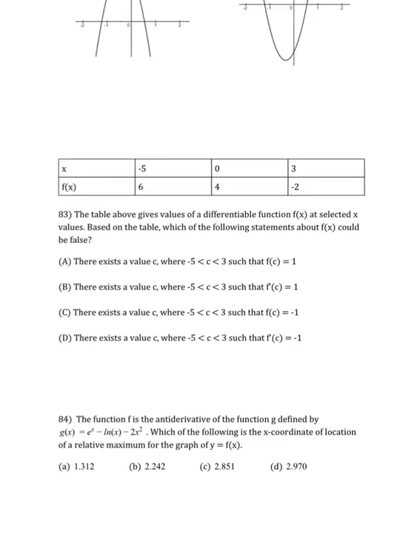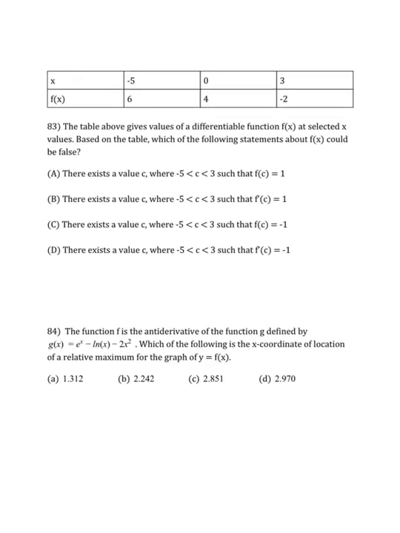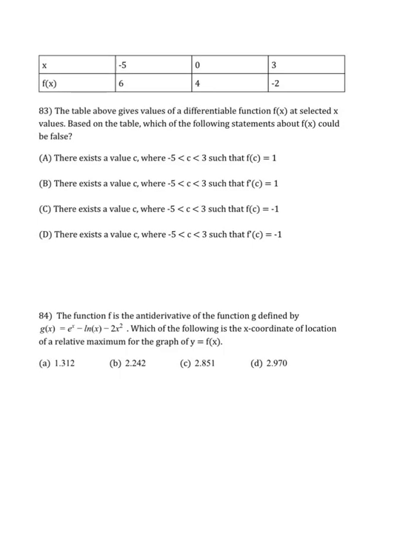Let's take a look at number 83. So you have the table given above. They say that it's a differentiable function, which means it's also continuous. So based on the table, which of the following statements about f of x could be false? They want to know if there exists a c on the interval such that f of c is 1. So in other words, does f of x have to pass through 1?